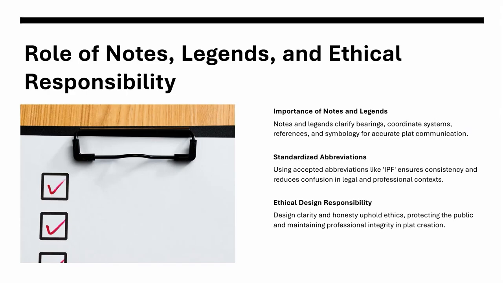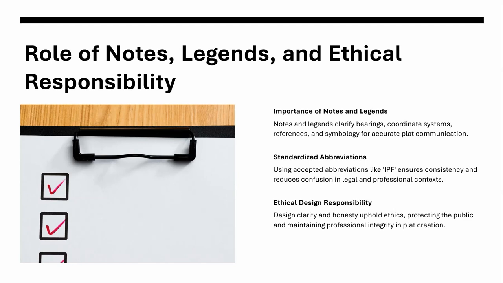These elements may seem minor, but courts and title companies rely on them, and in litigation, a judge may look to the notes to understand whether a plat relied on the record bearing or field monuments. Ambiguous notes can weaken our plat's evidentiary value.